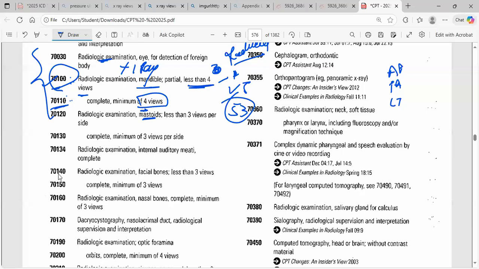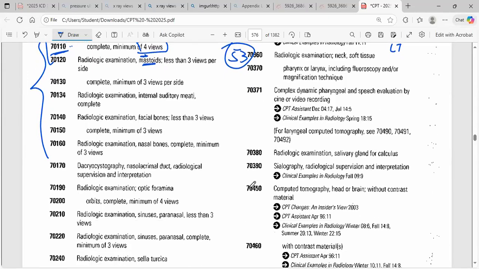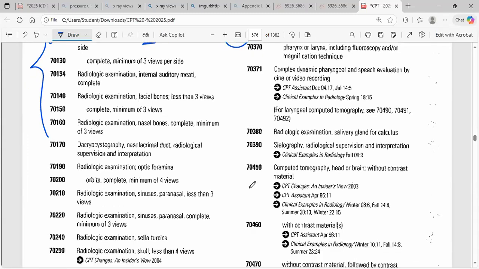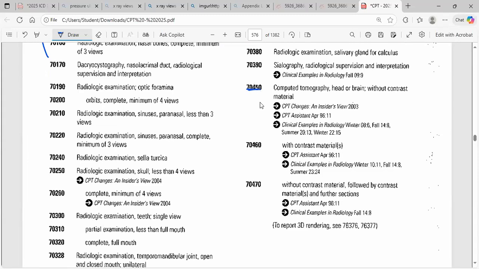Next we have the radiological examination. So these all are the radiological examination, X-rays examination. After all the X-rays onto head and neck, we have the CT. We have a particular guideline for the CT here: without contrast material, with contrast material, with and without contrast material. You are going to consider the contrast material only if it has been administered to the intravascular, intra-articular.